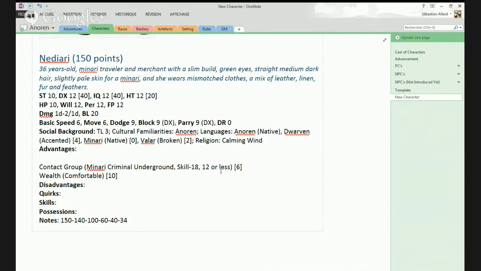And lastly, are these guys reliable? This is an interesting choice I will make here. So normally, by default, the contacts you buy are somewhat reliable. On a failure, the contact doesn't know or cannot find what you need as information. And on a critical failure, they will lie. And on a natural 18, the contact will clearly mess with you.